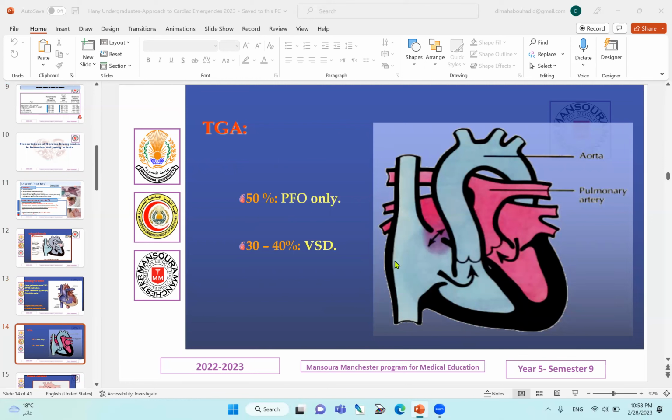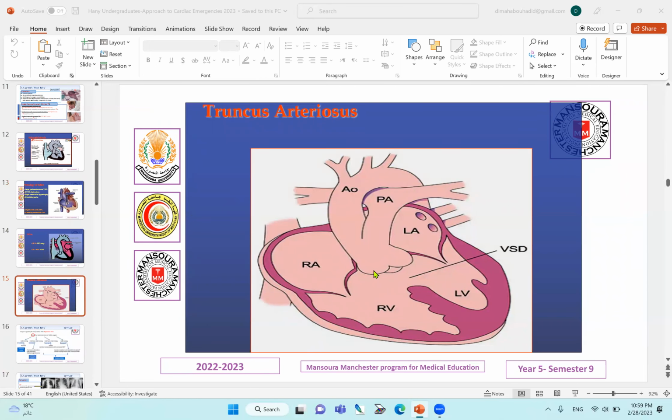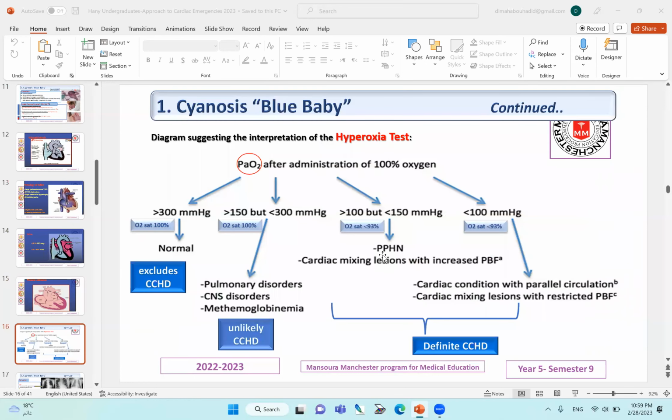TGA is very common also. There is the aorta arising from the right ventricle and the pulmonary artery arising from the left ventricle. Truncus arteriosus, where there is a main trunk coming from both ventricles, and this trunk later divides into the pulmonary artery and aortic arch, and here there is a mixing of oxygenated and non-oxygenated blood. So these were some examples of the cyanotic baby with increased pulmonary blood flow and decreased pulmonary blood flow.